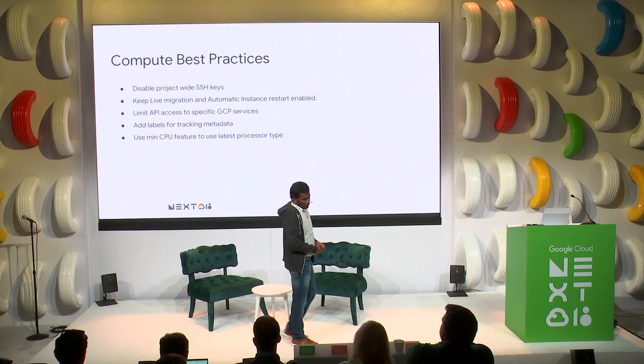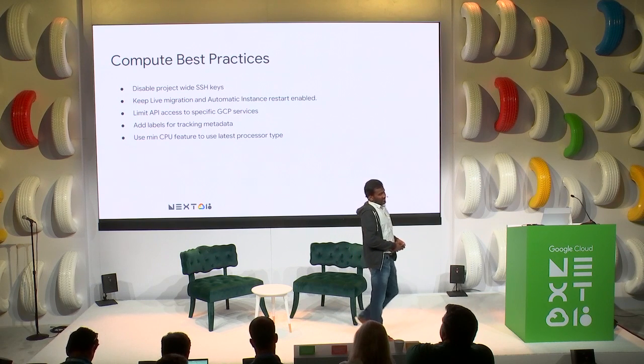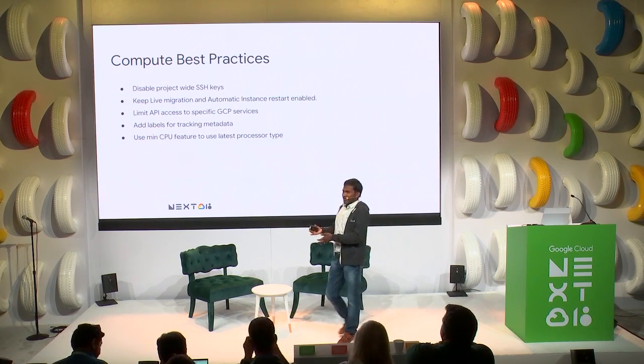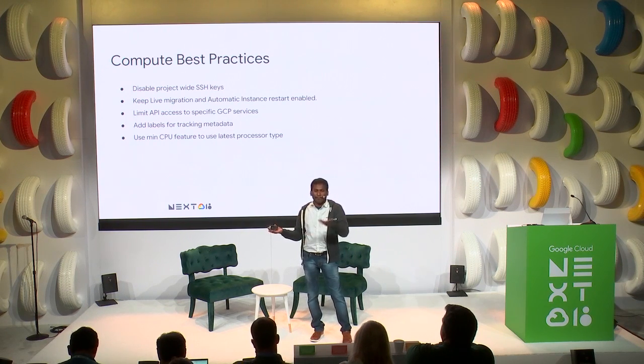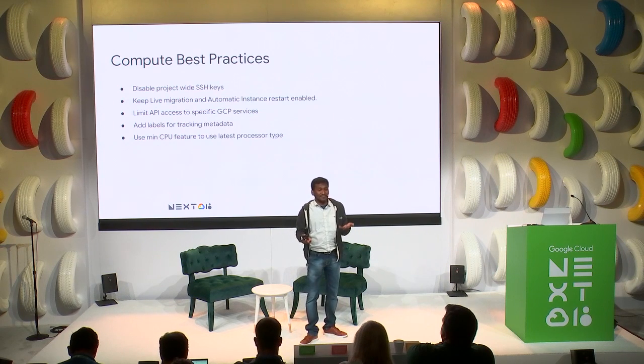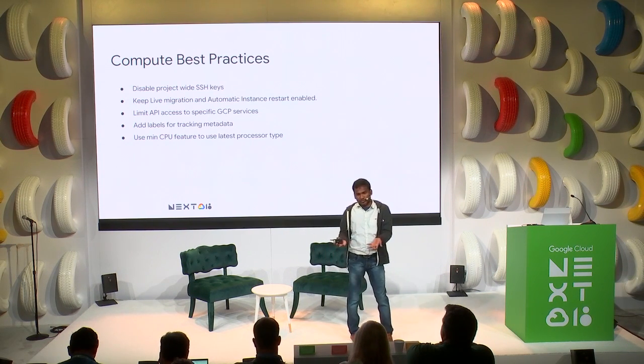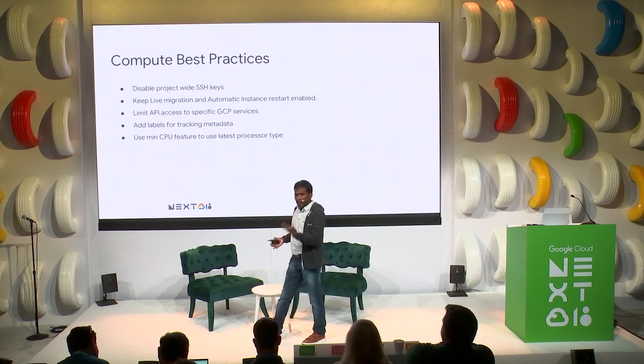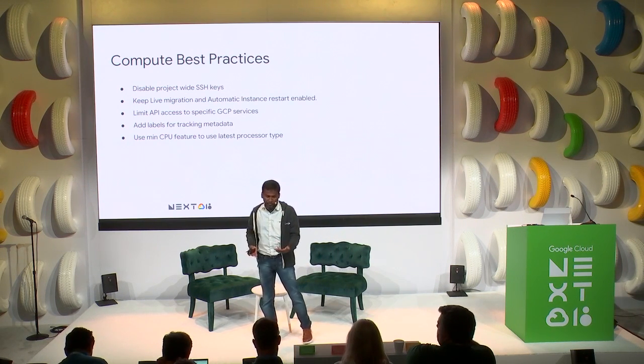You should also limit API access to specific GCP services from within your VM. For example, typically in an SAP installation, you don't access many services. You don't access App Engine. You don't access things like PubSub, right? But you might access things like BigQuery and Google Cloud Storage. So when you're creating these instances, restrict access only to those APIs that you absolutely need access for.